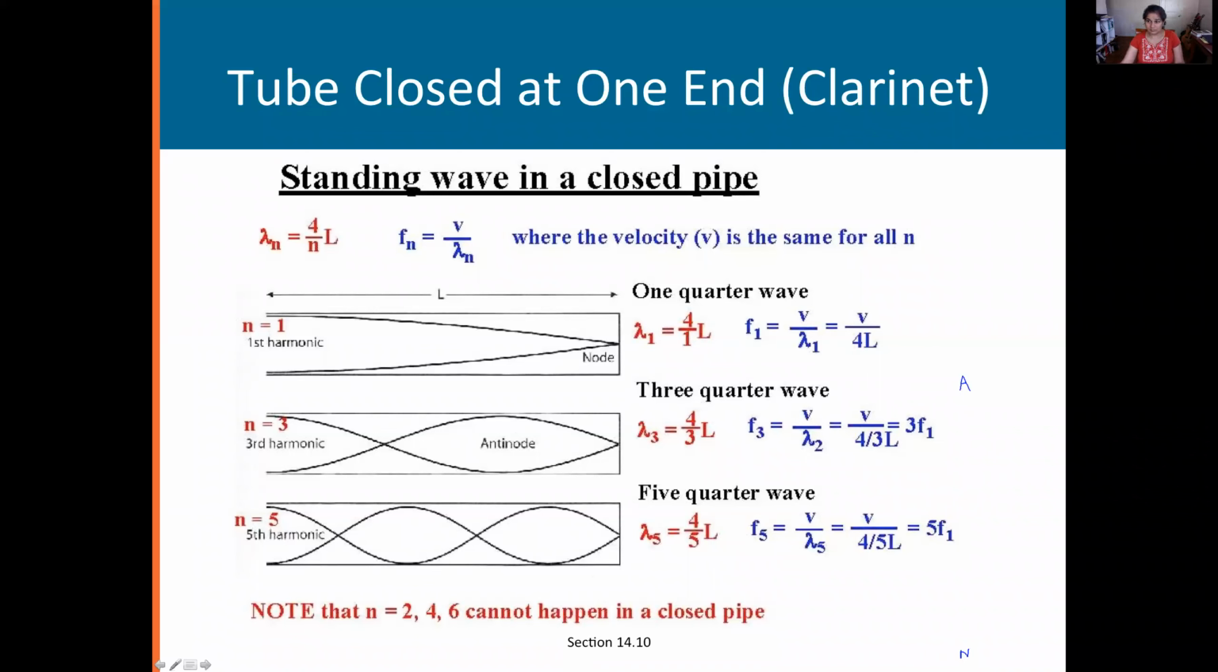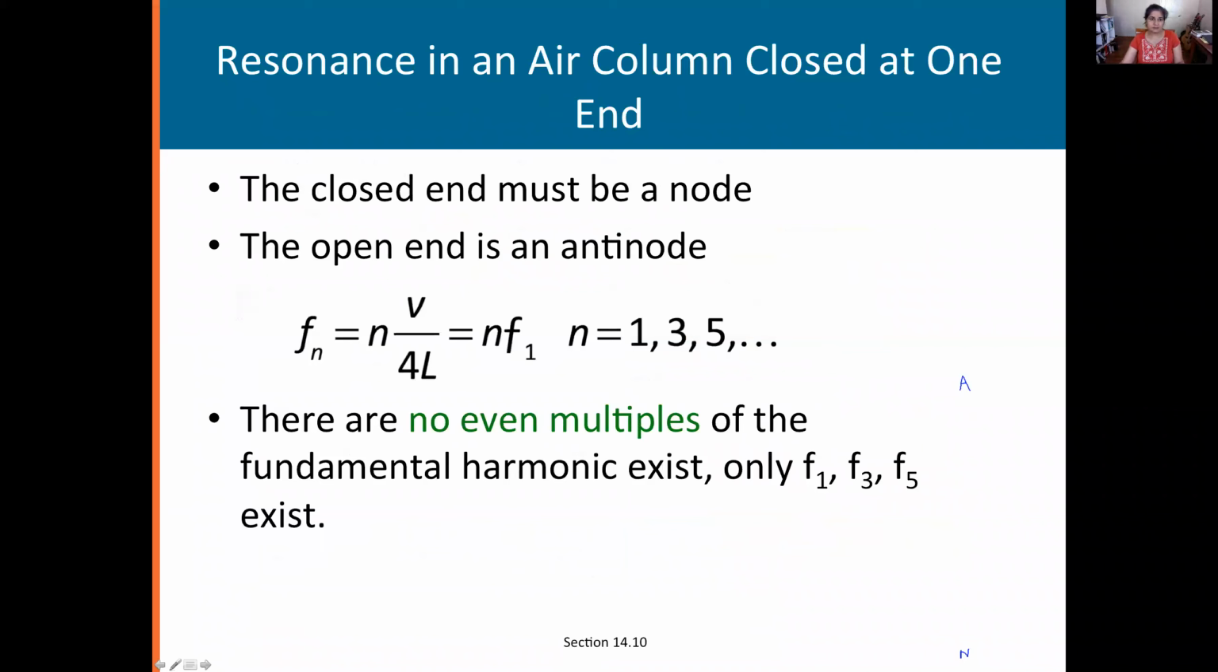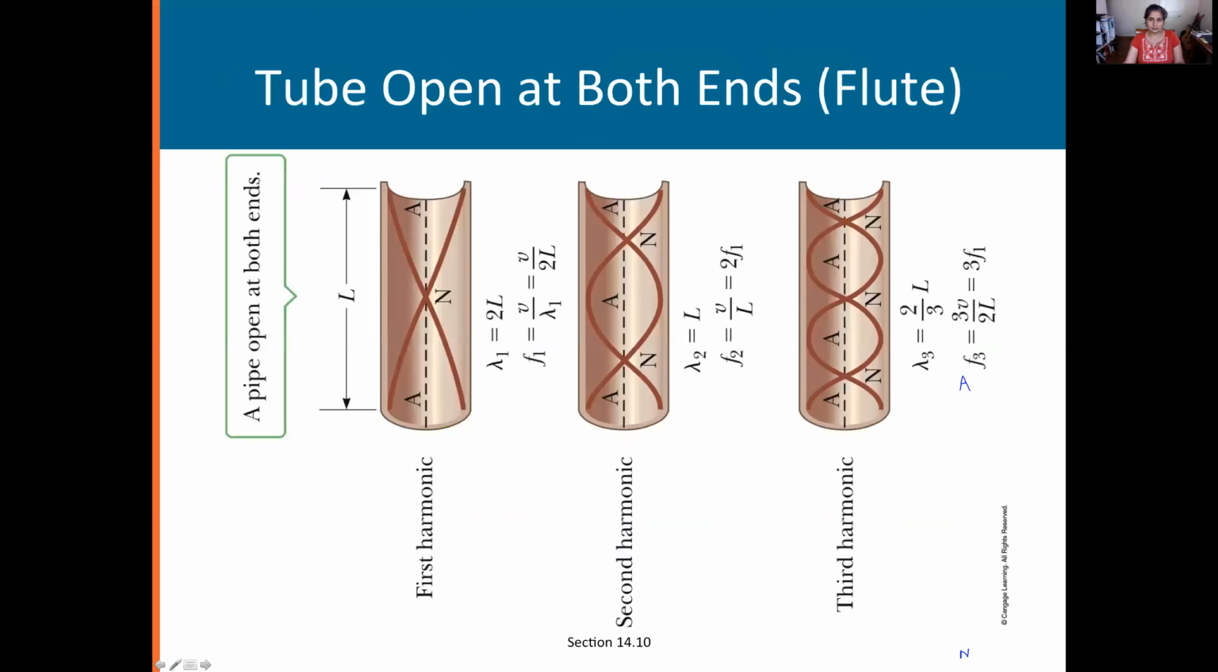So you need to be able to do these. You need to be able to draw the diagrams. You need to know that in this case of one end open, we get only odd harmonics. So the general formula, Fn equals n times F1, where n is 1, 3, 5, etc., only odd numbers, no even multiples.